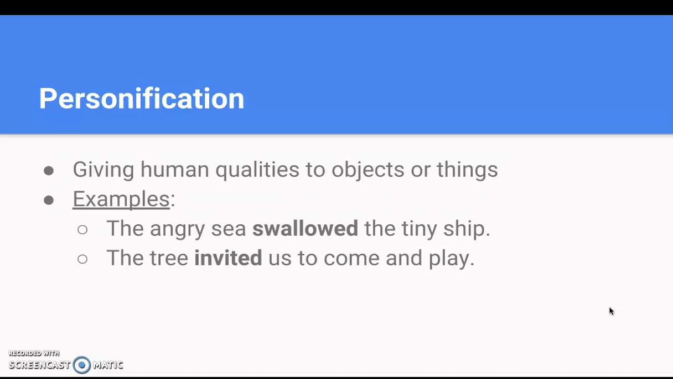So the two examples I have here are, the angry sea swallowed the tiny ship. So it's talking about the sea and the ocean, how the weather was really picking up, so the tiny ship that was in the ocean didn't have a chance. The tree invited us to come and play. Obviously, a tree cannot invite someone to come and play, but a tree could look fun and interesting to go up and play in.